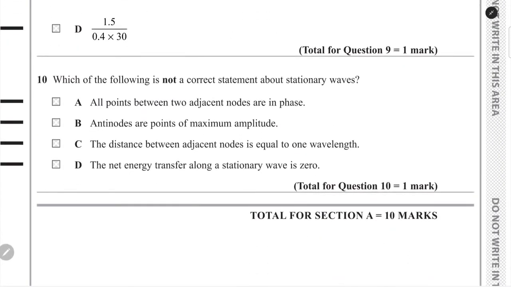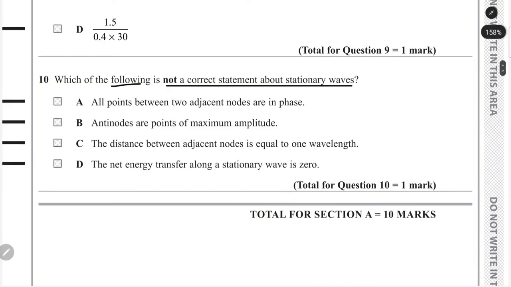Now for the last MCQ, we are given: which of the following is not a correct statement about stationary waves. The first one is correct. All points between two adjacent nodes are in phase. So these are two nodes. Between these points, the waves move together, so they go up together and come down together. This is correct. Antinodes are points of maximum amplitude. This is also correct. We have to remember this definition. Antinodes are where the amplitude is maximum. Nodes are where the amplitude is minimum.